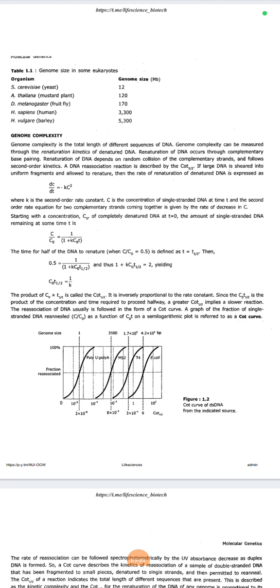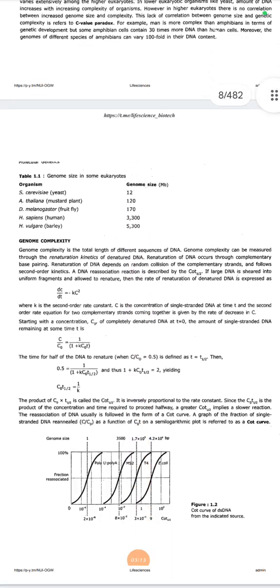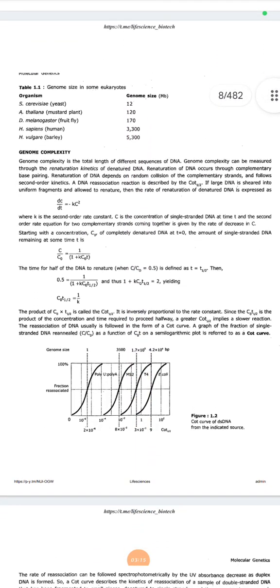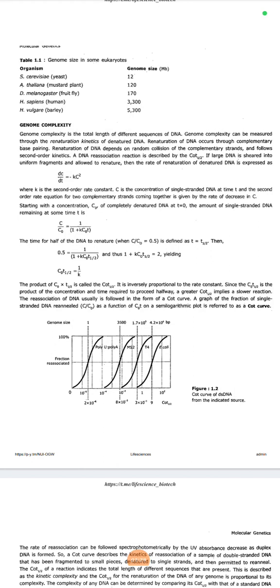Next, what is genome complexity? Genome complexity is the total length of different sequences of the DNA. First we studied what is genome: the genome is the totality of the DNA. Genome complexity is the total length of different sequences. This genome complexity can be measured by the renaturation kinetics of denatured DNA. How easily it can renature determines genome complexity.